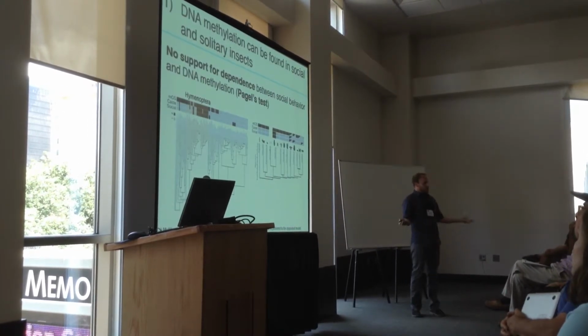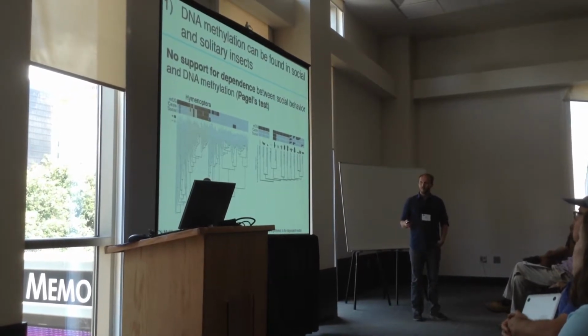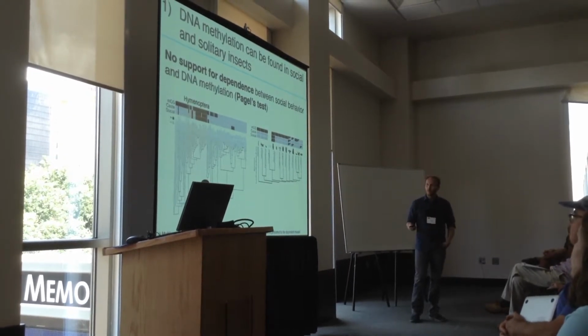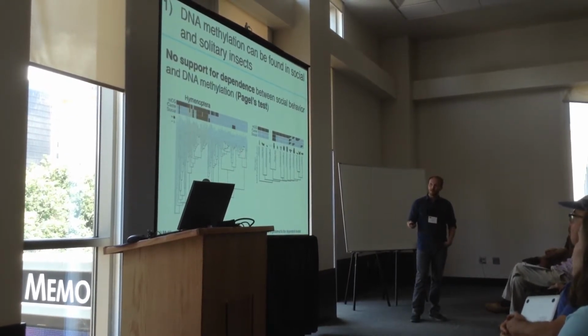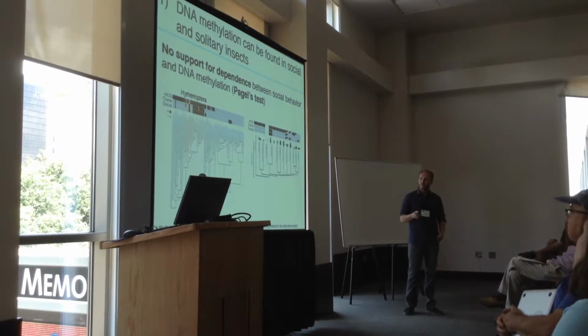So we did this for 123 species from 11 different orders. We ran Pagel's tests, and what did we find? We found that there was no support for dependence between social behavior and DNA methylation across all insects. So here's the tree that we controlled for phylogeny for. Here are our traits coded in binary in these black and gray boxes for presence or absence.